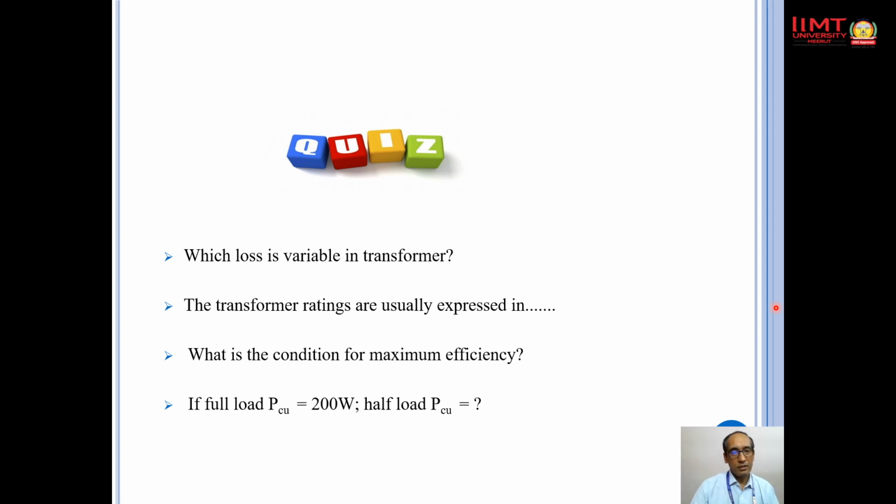Just a numerical quiz question: if the full load copper loss is 200 watt, what will the half load copper loss be? We have I square R, where I square means the square of current. So copper loss will have the fraction x square I square R, where x is a fraction which represents the load. Half load means x is equal to 1 upon 2, so copper loss is divided by 4. So 200 divided by 4 means 50 watt. If the full load copper loss is 200 watt, the half load copper loss will be 50 watt.